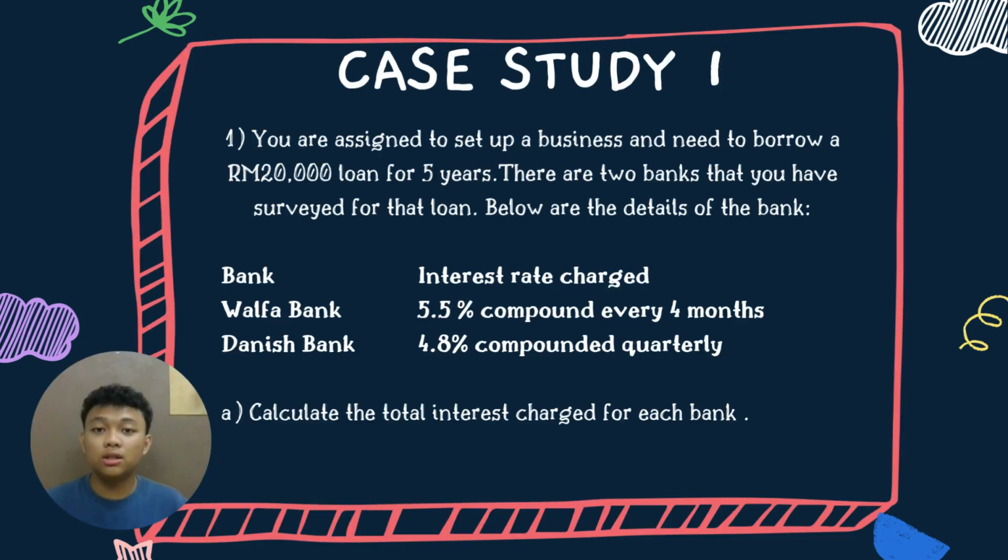For case study 1, this is the question. We need to calculate the total interest charge for each bank. There are two banks, Alpha Bank and Danish Bank. Each bank gives a different interest rate charge.